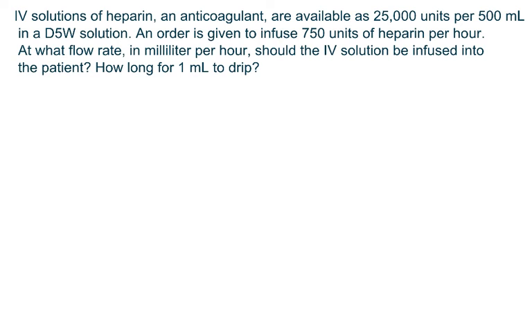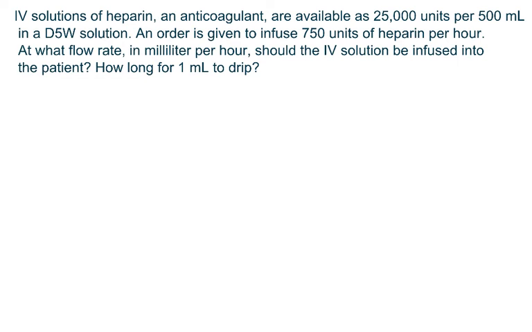All right, next question. IV solutions of heparin, an anticoagulant, are available as 25,000 units per 500 milliliters in a D5W solution. D5W, right? Do you remember what that is? So it's 5% dextrose in water. Anyway, an order is given to infuse 750 units of heparin per hour. At what flow rate in milliliters per hour should the IV solution be infused into the patient? And then there's a second question we'll get to next.